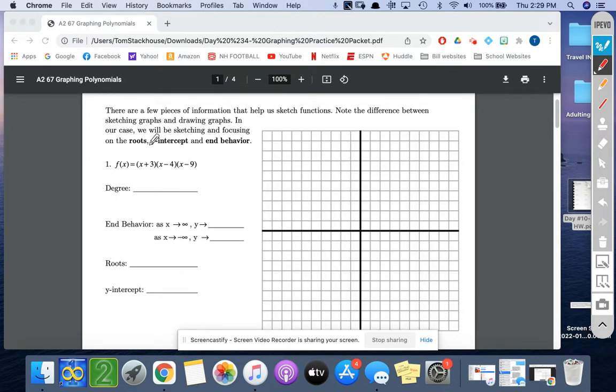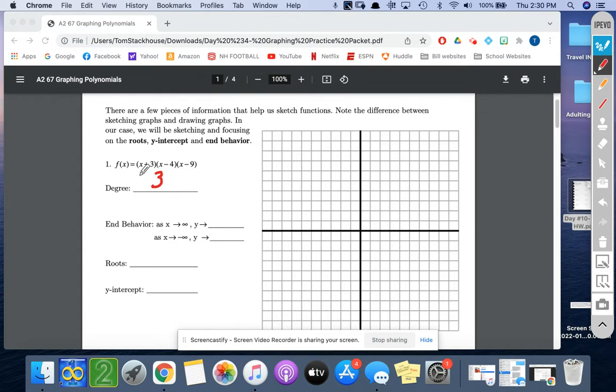So this first problem right here, f of x is the same thing as y, and there are three distinct x-intercepts or three distinct roots. We're going to look at the exponents that each parentheses has. They're not written here, but each one of these has the exponent of 1. So what that means is the degree for this function is 3, the highest total exponent. I'm just going to get rid of those ones so I don't have to keep looking at them.